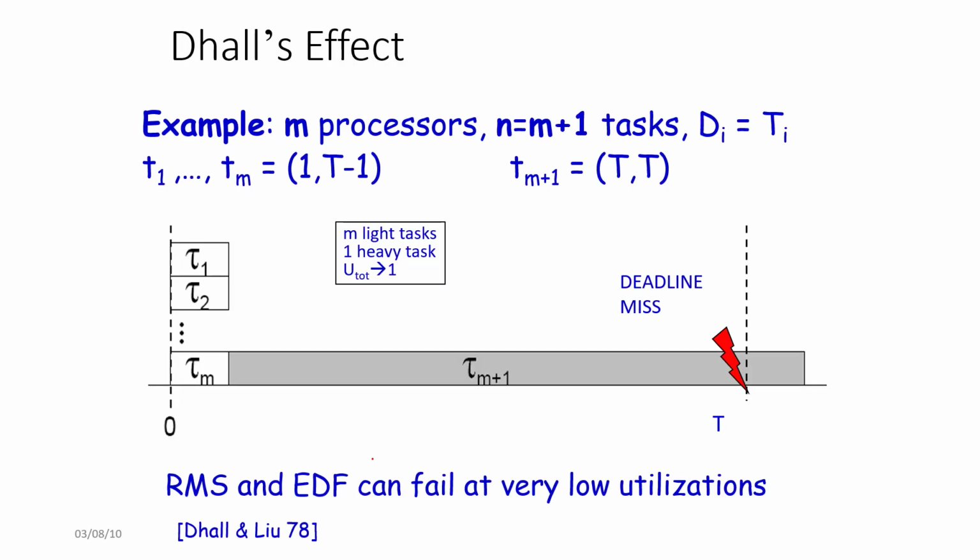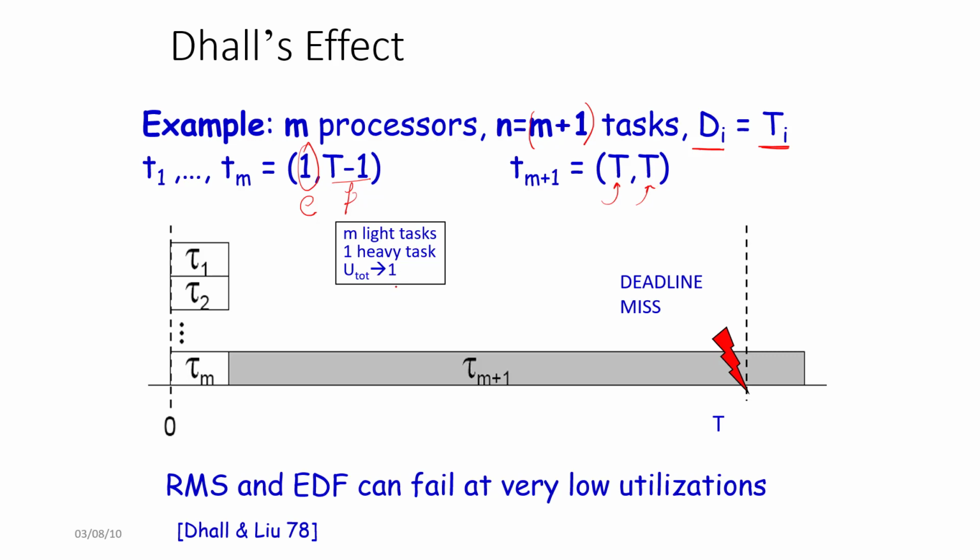So consider there are m processors and there are n equal to m plus 1 tasks, where d_i is equal to t_i. Consider m tasks, T1 to Tm, whose execution time is 1 and whose period is t minus 1. And consider an (m plus 1)th task whose execution time is t and period is t. Needless to say, for all the tasks, the deadline is equal to the period.